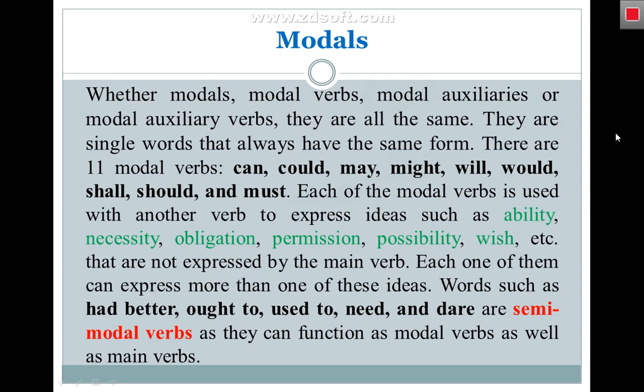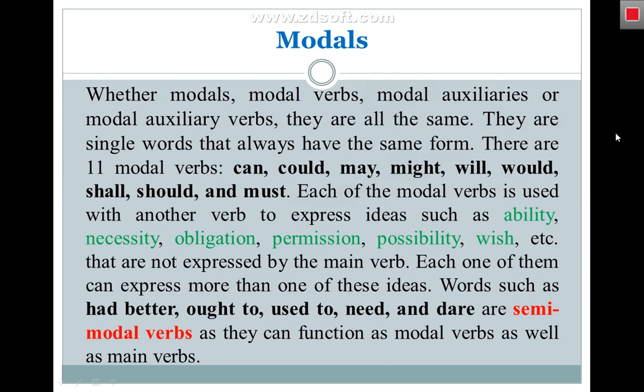There are, on the other hand, other words which are called semi-modal verbs. These are had better, ought to, used to, need and dare.